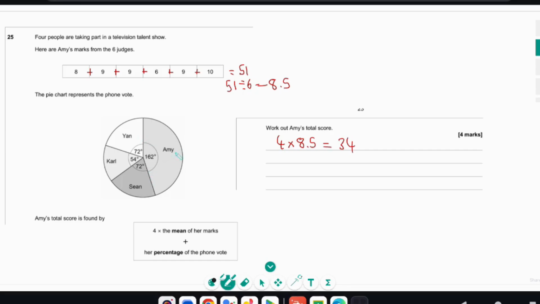So it's Amy. Oh, she did definitely receive a lot of the phone votes. She got 162 degrees. What's this out of? Well, a full pie chart is out of 360 degrees. So that's the proportion as a fraction of the people who voted for Amy, which gives us 0.45. We need to change that to a percentage, right? So we need to times it by 100, which is 45%. So 34 plus 45, 79. Amy's total score.